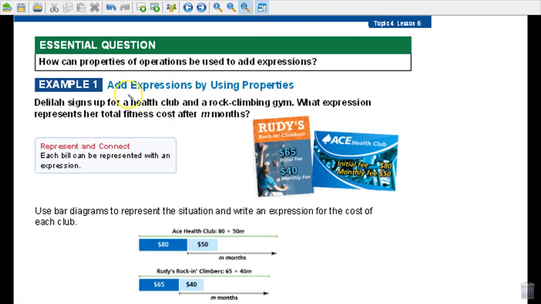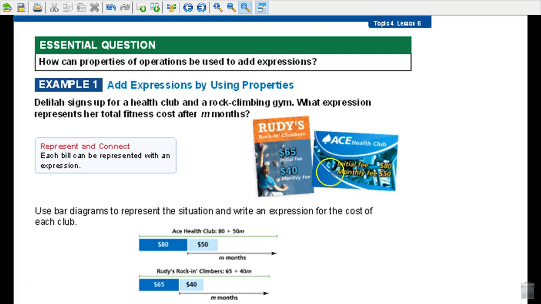Example 1, add expressions by using properties. Delilah signs up for a health club in a rock climbing gym. What expression represents her total fitness cost after M months? So you've got Rudy's Rockin' Climbers and you've got Ace Health Club, okay? These are telling you the initial fees and the monthly fees, okay?